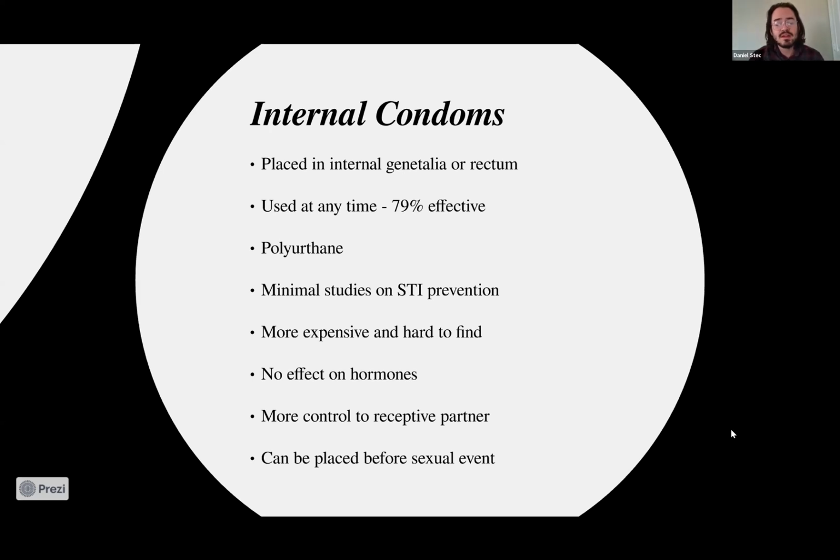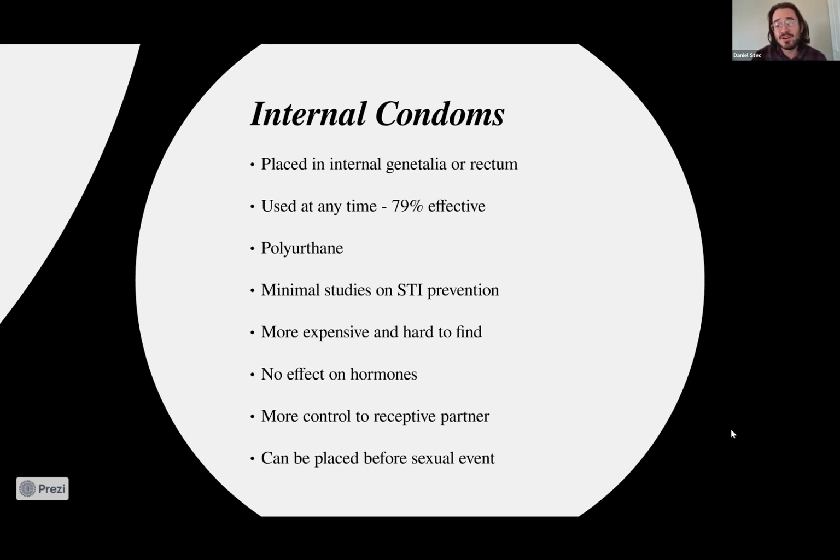Again, these can be used at any time related to pregnancy and have a 79% effective rate with typical use. These are typically made out of polyurethane. So that is a nice perk with internal condoms, is that they are not made of latex. And so with latex allergies, internal condoms are a good option. I am going to be doing a demonstration later today, showing you both external and internal condoms. And so I know a lot of people who have never been able to actually see or work with an internal condom. I'll be able to show you that later on. So we'll cover some of these details a little bit more.